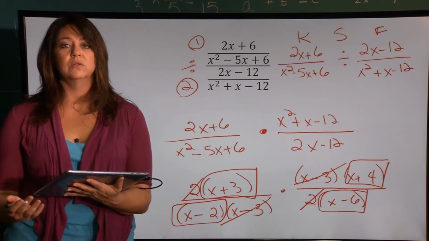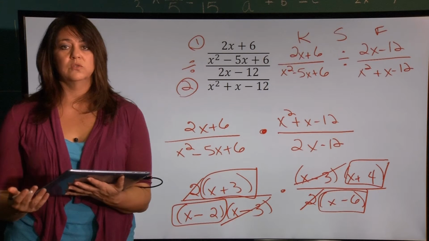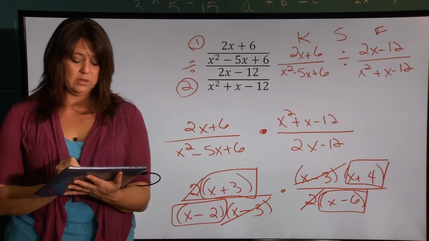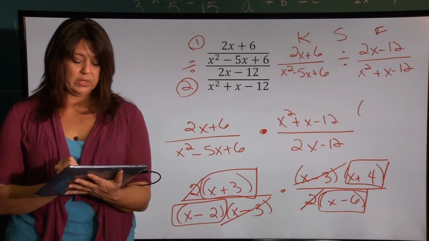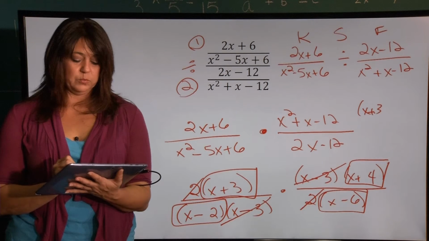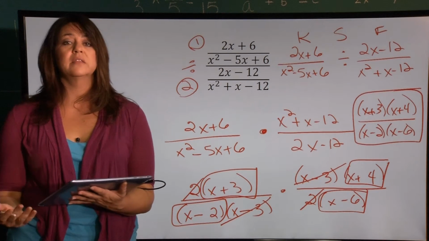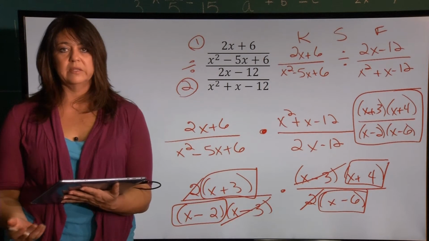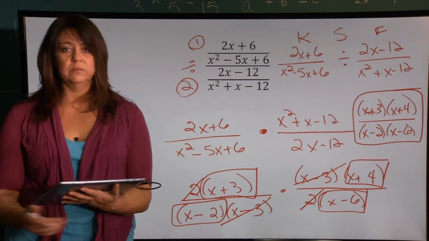You don't have to multiply these back. You can just write the binomials in their parentheses. So we're keeping x plus 3 and x plus 4 at the top, and we're keeping x minus 2 and x minus 6 at the bottom. Because nothing matches, we stop canceling, and this is our final answer.